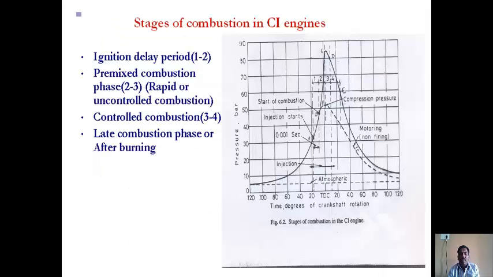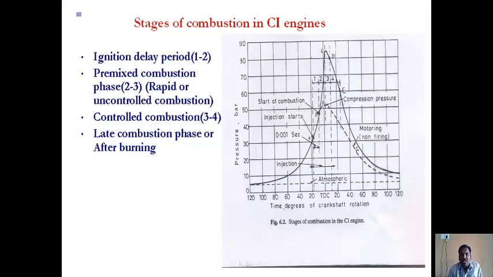And these are the stages of combustion in CI engines. So this is the actual pressure-crank angle diagram. In a diesel engine, due to the higher compression ratio, the cylinder pressure can go up to 90 to 100 bar, whereas in a petrol engine it may be around 40 to 50 bar. It's because of the variation in compression ratio. And in a diesel engine, the combustion process is divided into 4 different stages. The first stage is between point 1 to 2. The second one is 2 to 3. The third one is 3 to 4, and the fourth one is after 4.